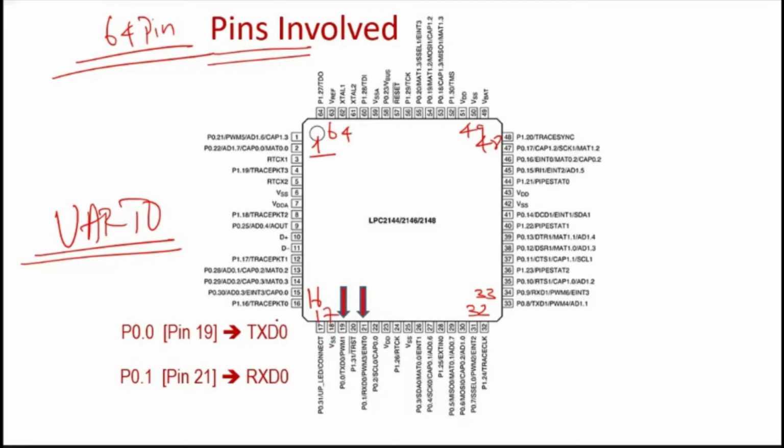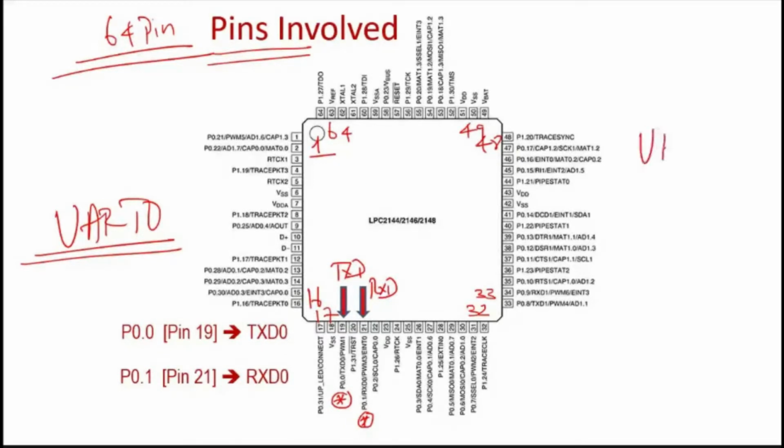For UART 0, we need one transmit pin and one receive pin. The transmit pin is pin number 19. So this is my transmit pin. The receive pin is pin number 21. So this is my 21st pin. This is my receive pin. This is for UART 0.